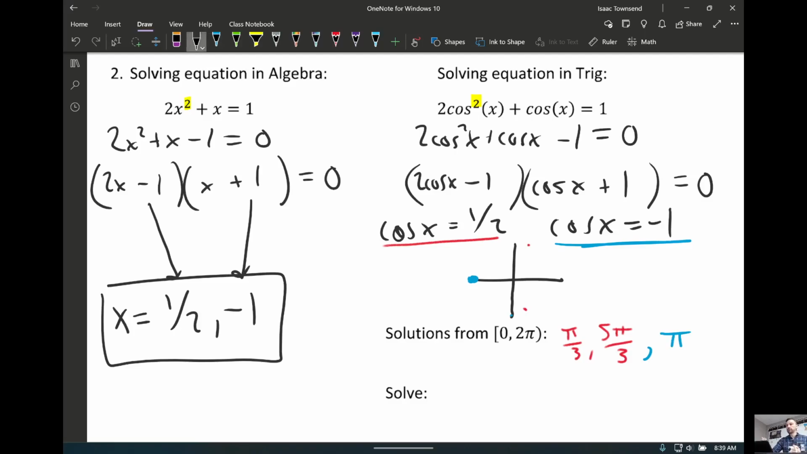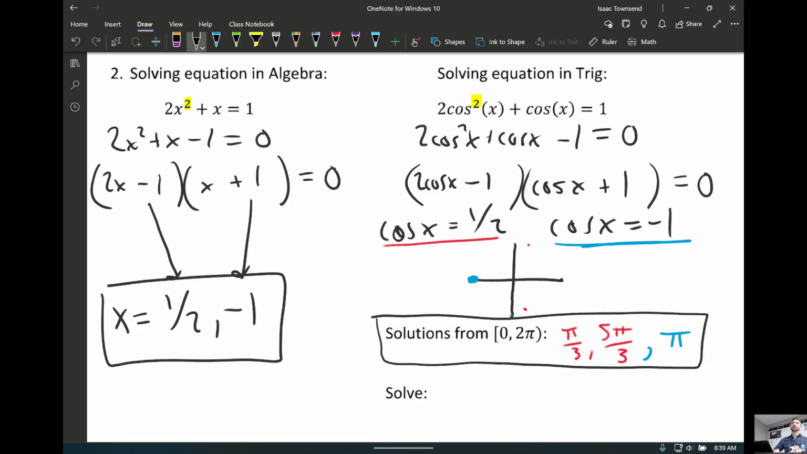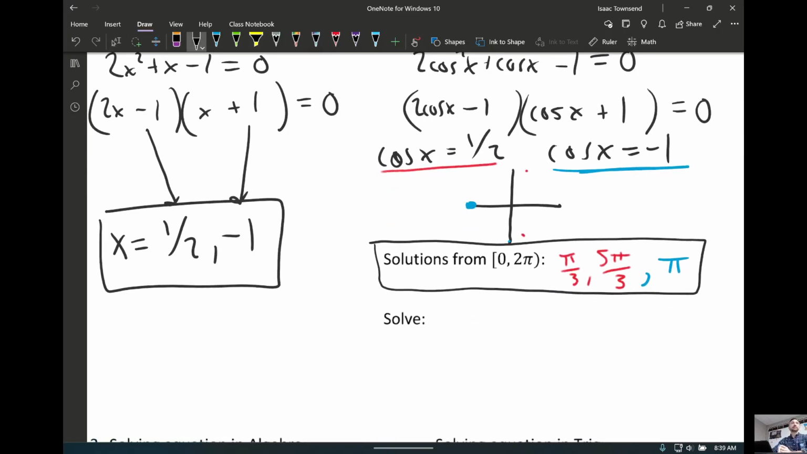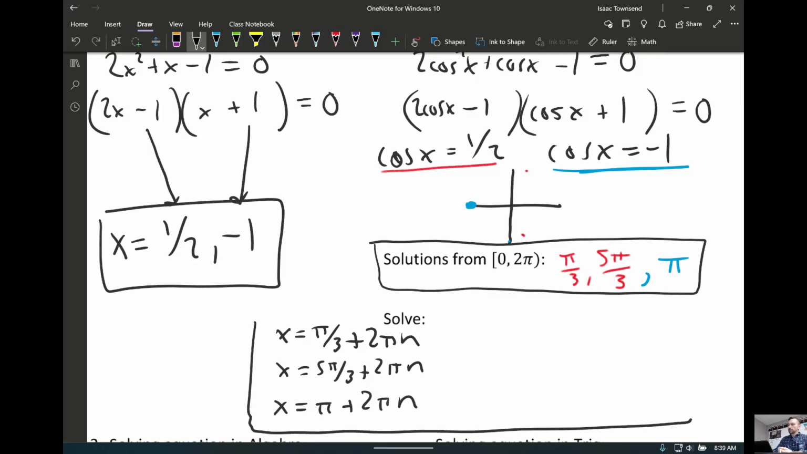So if the directions say just give the solutions between 0 and 2 pi, there are your answers. But if it says solve, it wants us to include even the coterminal answers. So you could say pi over 3 is an answer, plus any integer multiple of 2 pi so that you get all the coterminal solutions. Also 5 pi over 3 plus anything coterminal. Also pi plus anything coterminal. If the directions say solve, that would be fine.